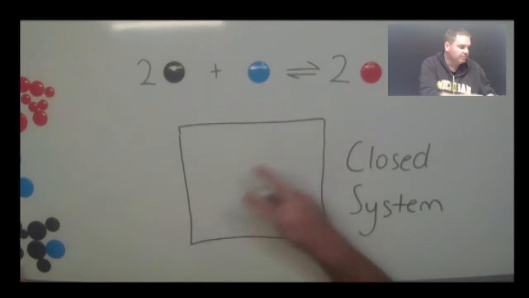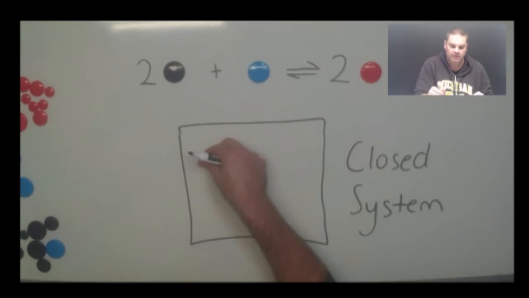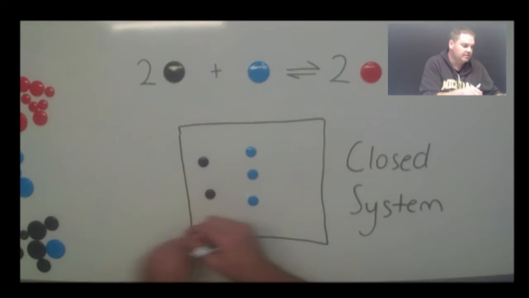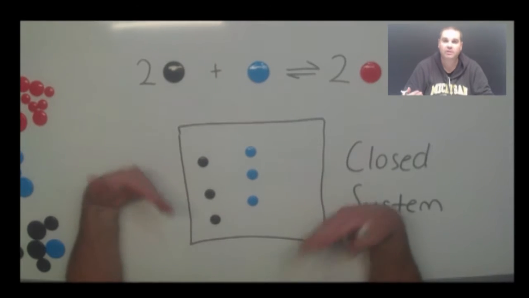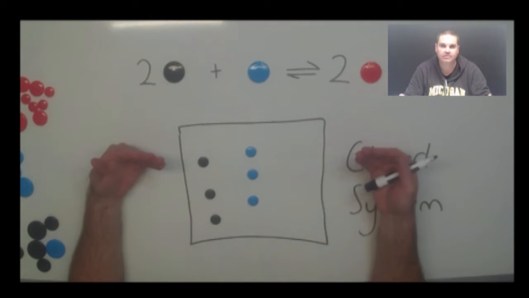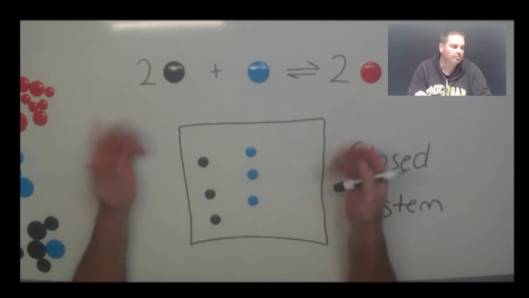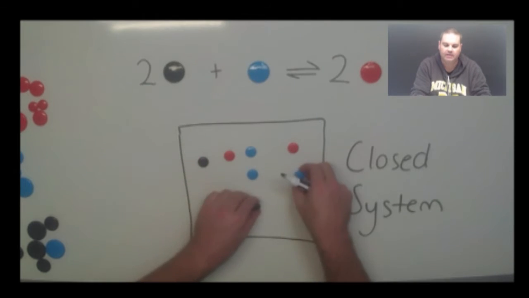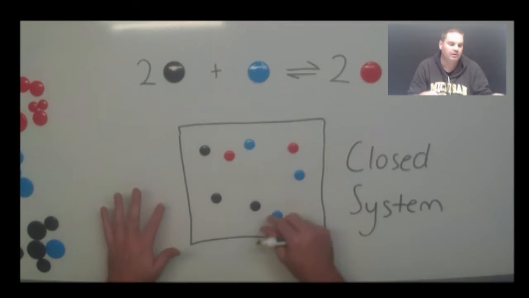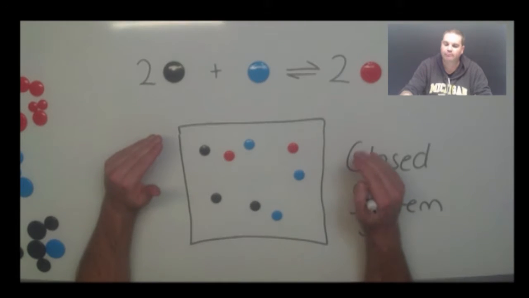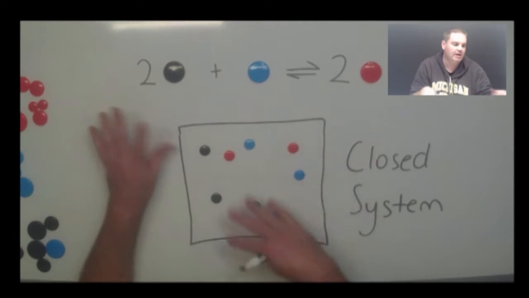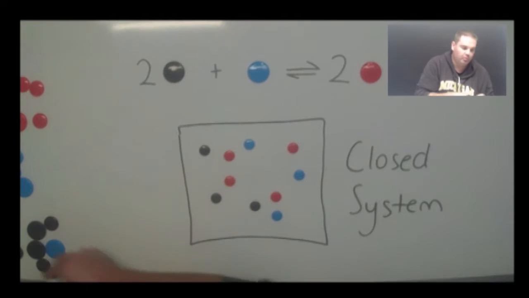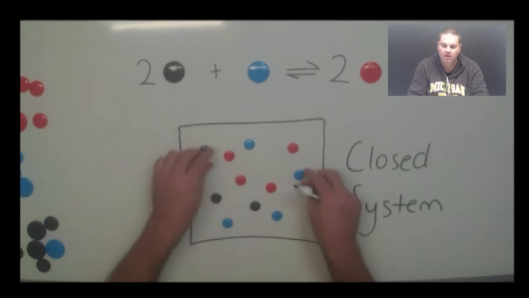Initially we put in some black and some blue, a bit like this. Over time, they start to react: the black and the blue combine together and start to create some red. We start to get all this red forming. We then get some of the red going back to form black and blue, and this keeps going back and forth until the reaction reaches a point where it's happy.